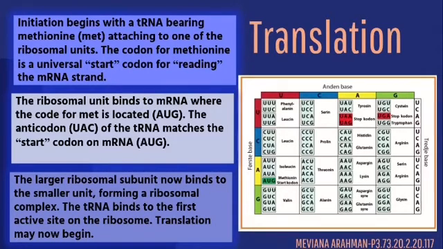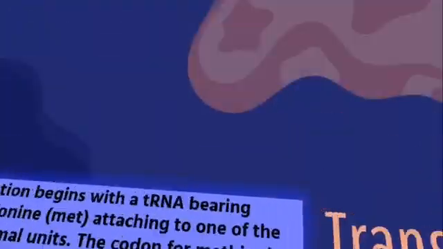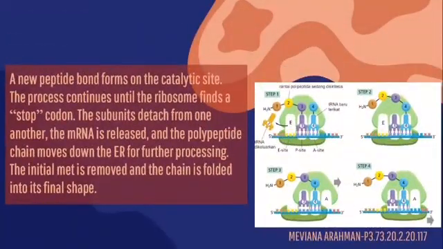The larger ribosomal subunit now binds to the smaller unit, forming a ribosomal complex. The tRNA binds to the first active site on the ribosome. Translation may now begin. A new peptide bond forms on the catalytic site. The process continues until the ribosome finds a stop codon.